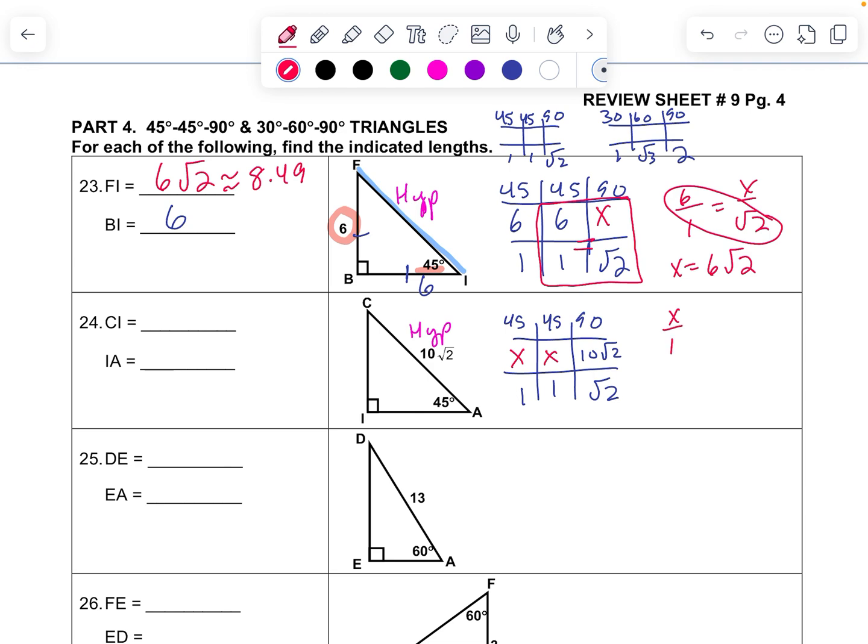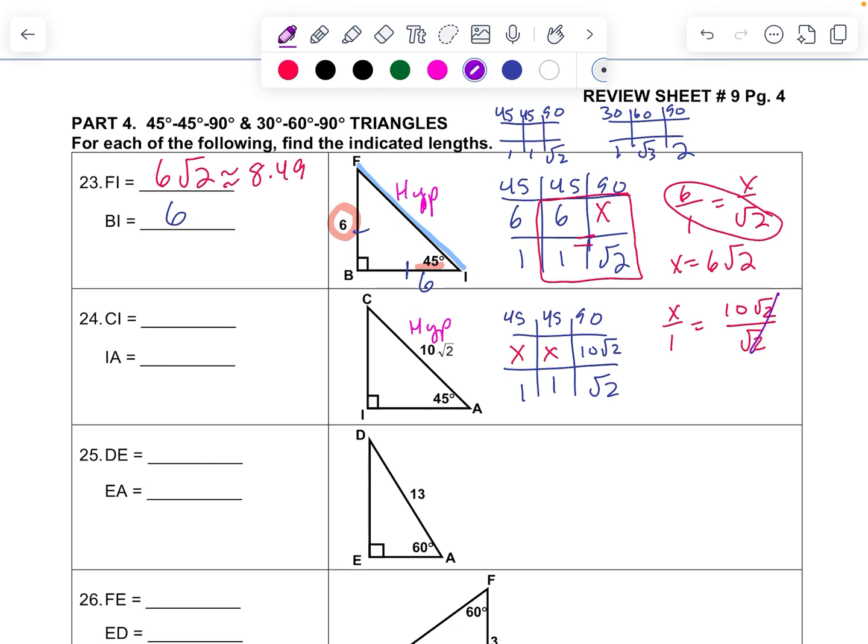So you can again set up a proportion. X over 1 equals 10 square root 2 divided by square root 2. So what ends up happening is that square root 2 cancels out, leaving you with X equals 10. So each leg is 10. So CI and IA are both 10. And do you notice what number is in front of our square root 2? So this is the pattern. Some of you are going to get really good at this, and you can just write the number 10 down.